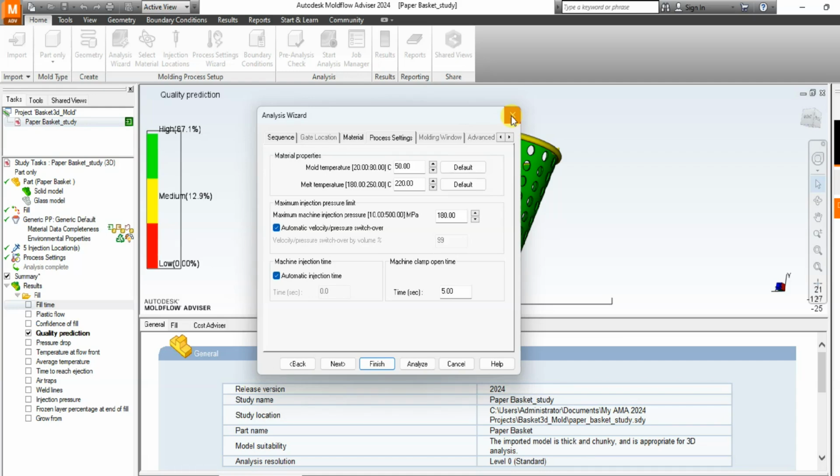This is very, very important. So let's now head to the pressure drop and see what it looks like.